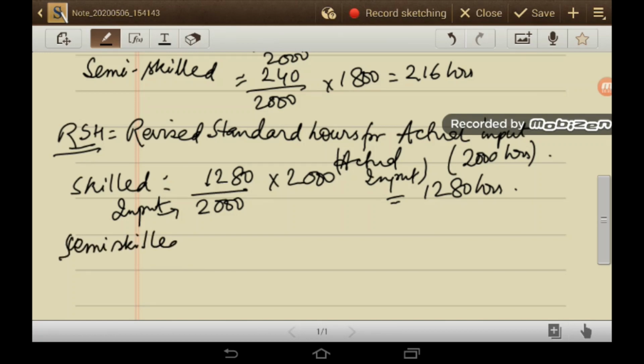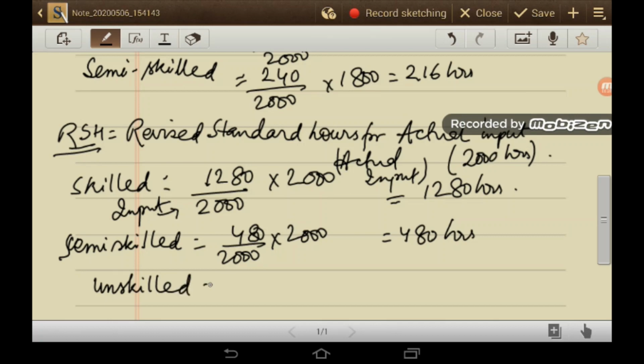Semi-skilled, this is 480 by 2000 into 2000. This will give you 480 hours. And unskilled, this will be 240 by 2000 into 2000. This will give you 240 hours.